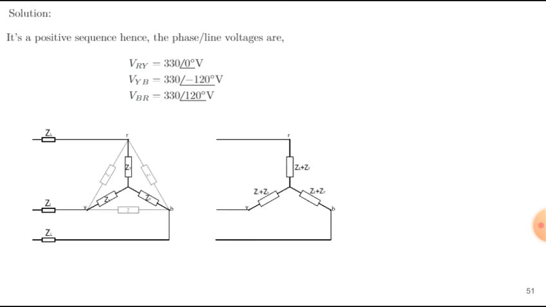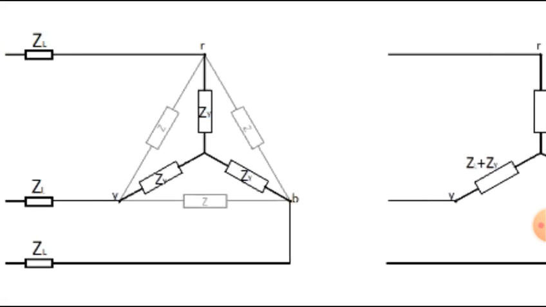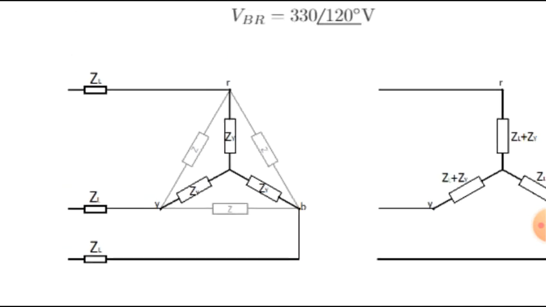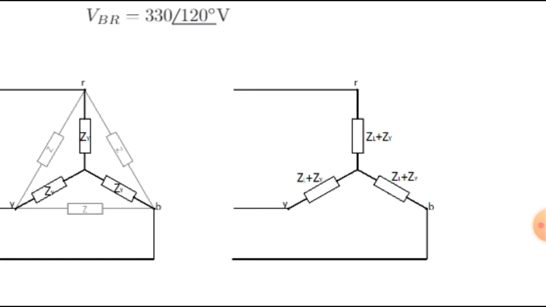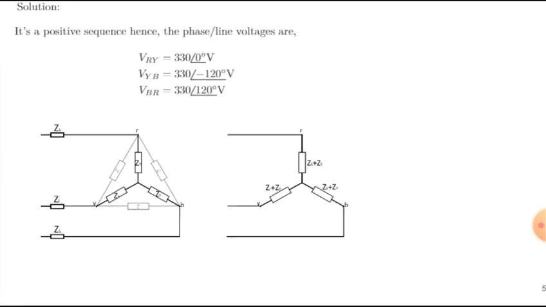So here, I converted that delta load into a Y load. Then after converting that one into Y, that ZY is just in series with ZL. So this will be the result of the series combination. Then that value of ZY, because I converted it, we know that you just divide it by 3. If the other way around, you multiply it by 3. Why? Because it's a balanced load.